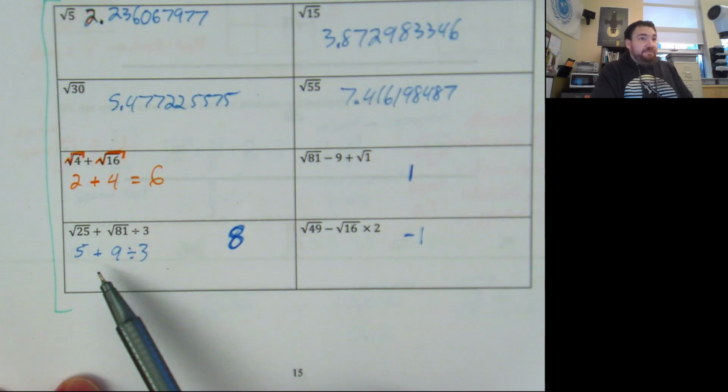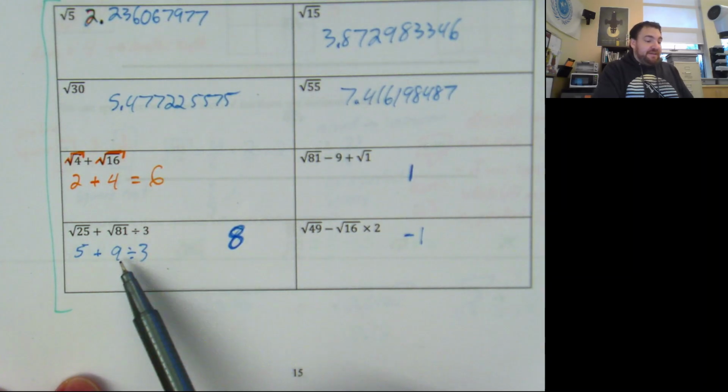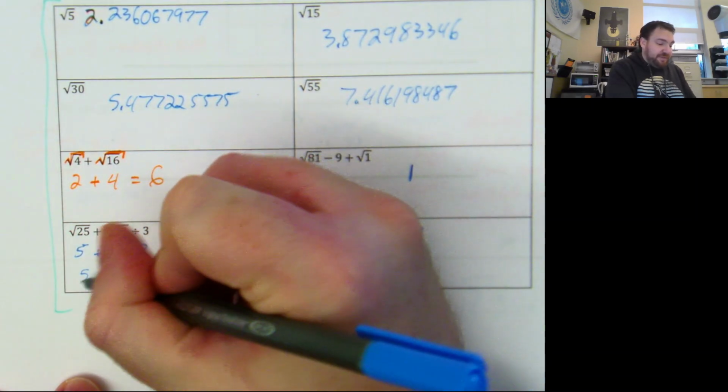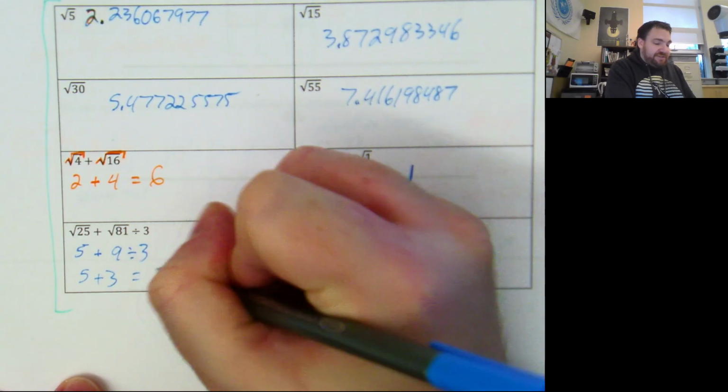And now we continue following BEDMAS. We're going to do the division first. 9 divided by 3 is 3. So this is going to become 5 plus 3, which is 8.